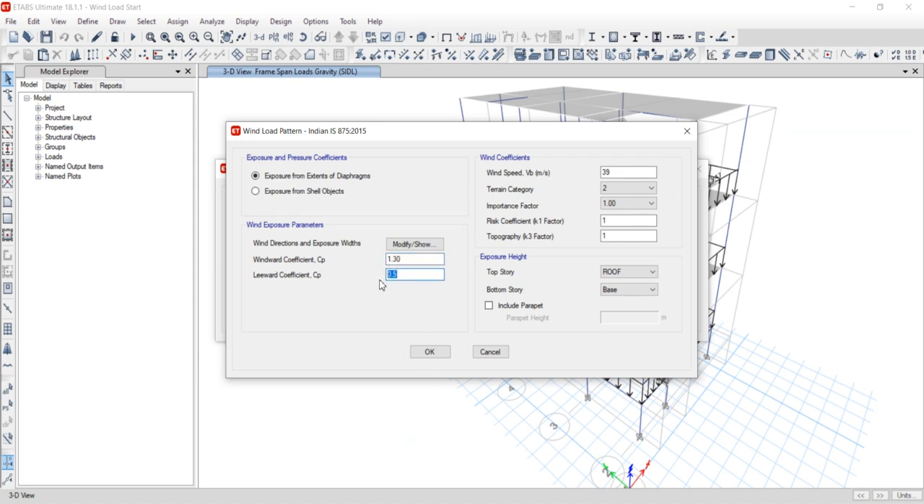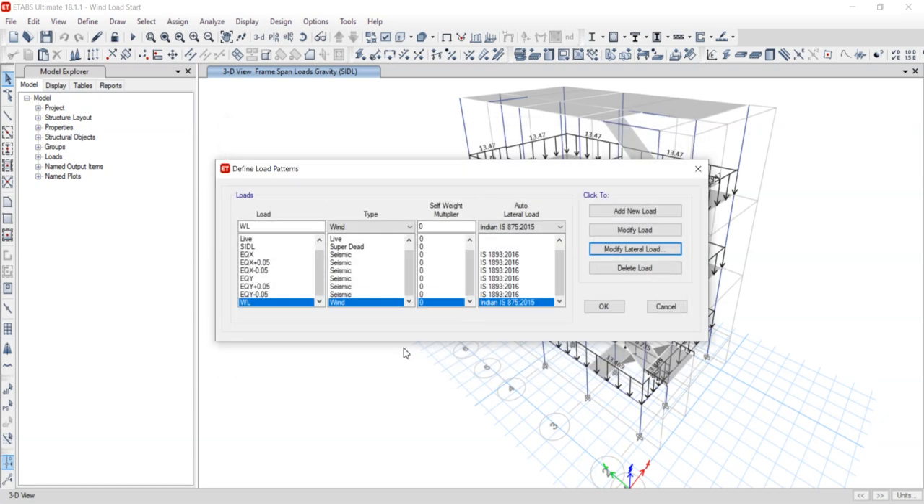You just need to enter the value. You do not need to enter a plus or minus sign here. After understanding all this calculation, you just need to click on OK. After that you have to click on OK. So this is how you have to deal with the wind load.